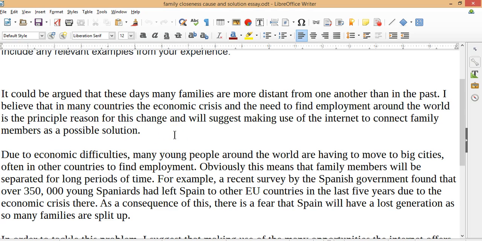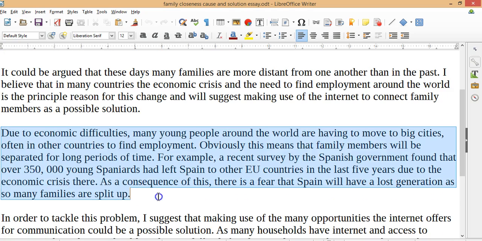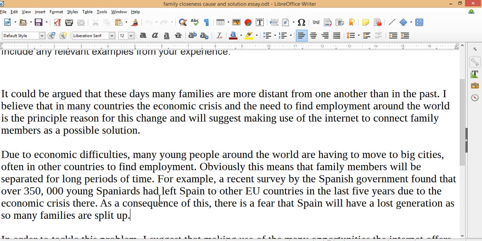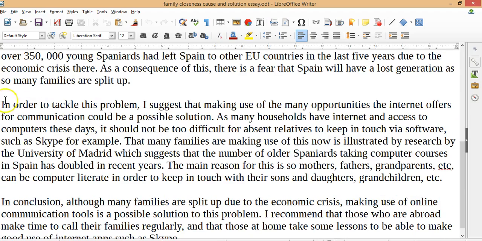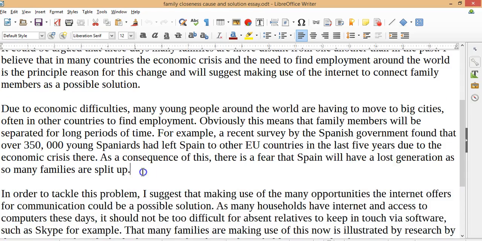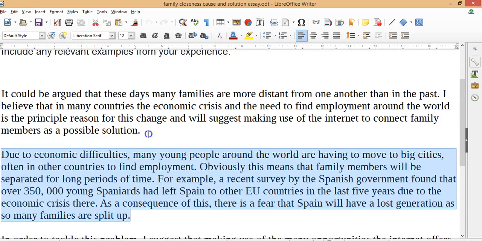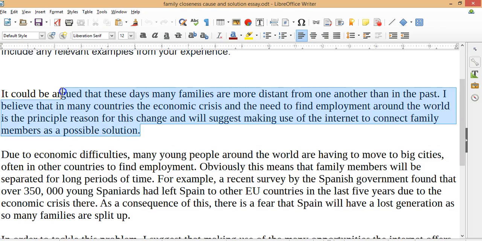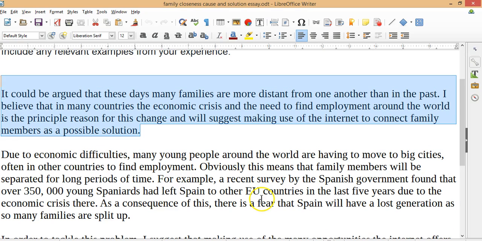There's not a lot of detail because you explain and expand in paragraph 2. And what's a solution? Suggest making use of the internet to connect family members as a possible solution. So again, I don't say a lot because I'm going to be explaining and giving an example in paragraph 2 and 3. So that's the introduction, essentially.